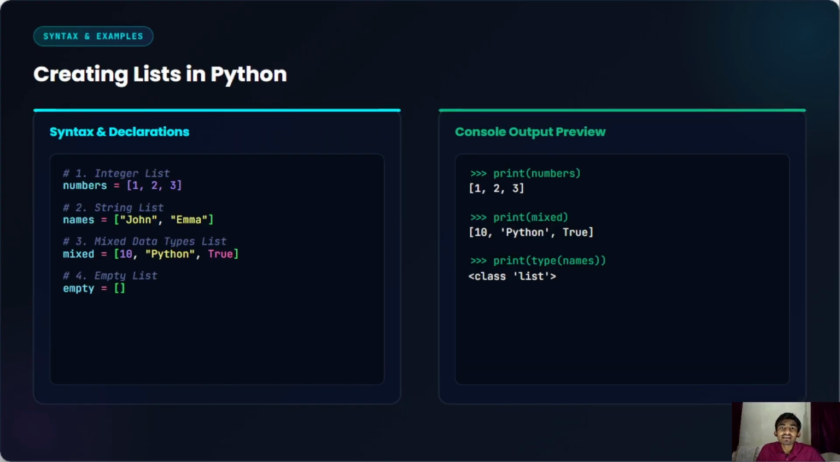Now, creating a list in Python. Let's understand how to create a list. Creating a list is very simple. We use square brackets, place the elements inside, and separate them using commas. Let's see this with an example in VS Code, our coding platform.